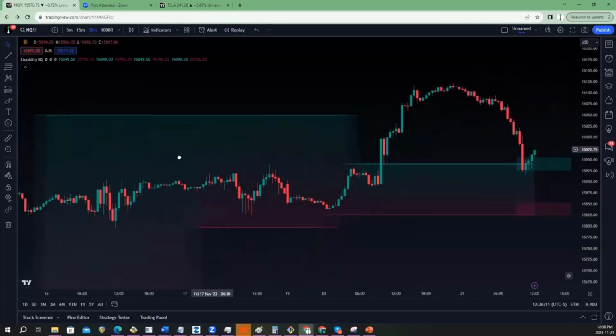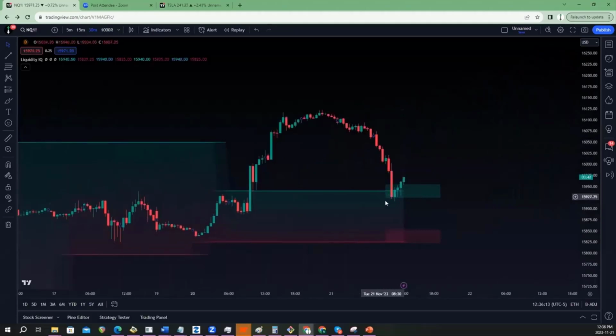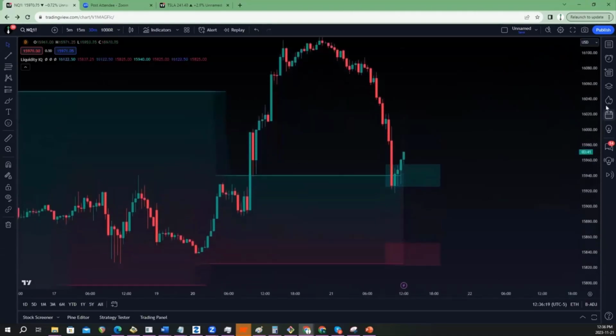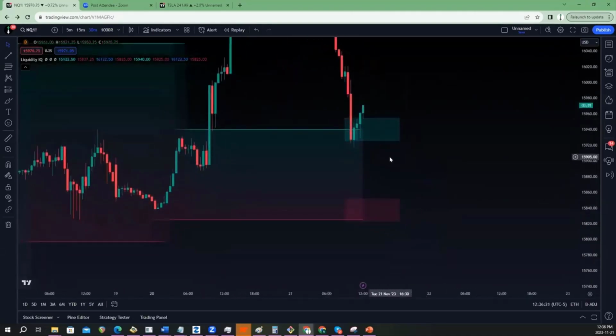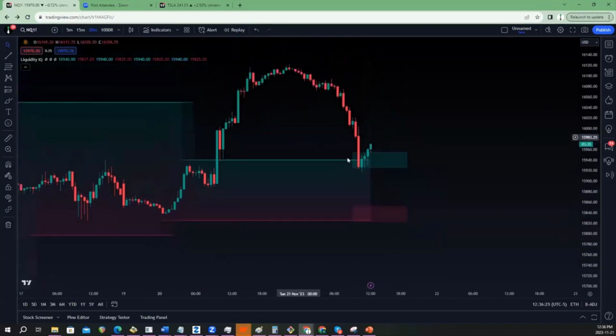So we have these areas that we call liquidity zones right when you apply the indicator to the chart. And what these highlighted zones are always going to be demonstrating to you are the nearest resistance and support liquidity zones.